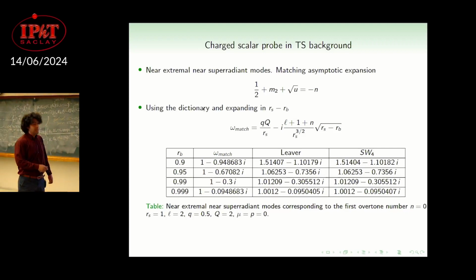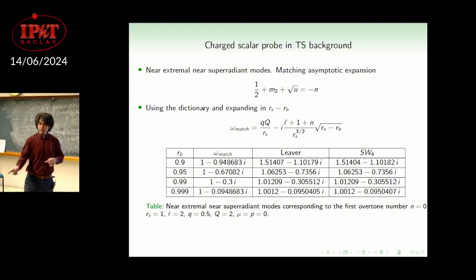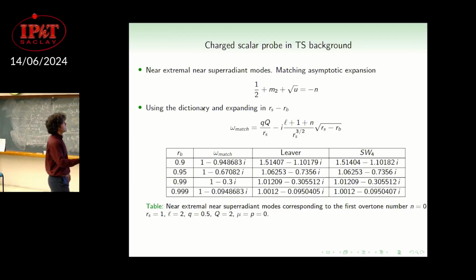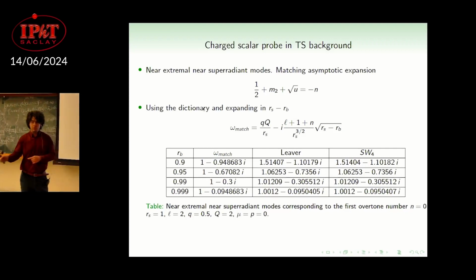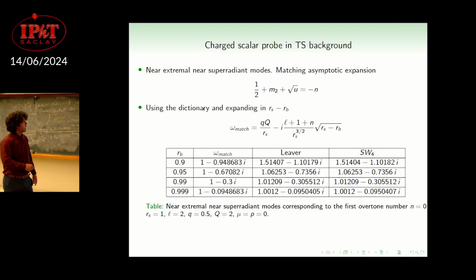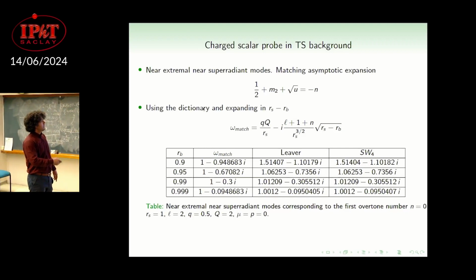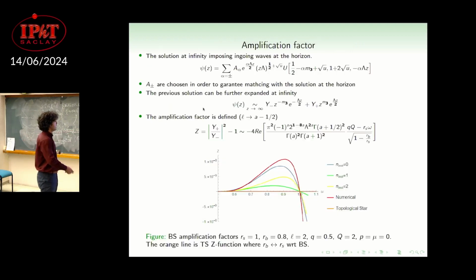In these two limits, so near extremal and near superradiant, you can perform the matching asymptotic expansion of the solution at infinity and the solution at the horizon, and actually you can write down a sort of exact but approximate formula for the quasi-normal mode frequencies. And you can see that this approximation is good if we are really in the near extremal case, because RS is fixed to 1. So this is a good approximation in this regime.